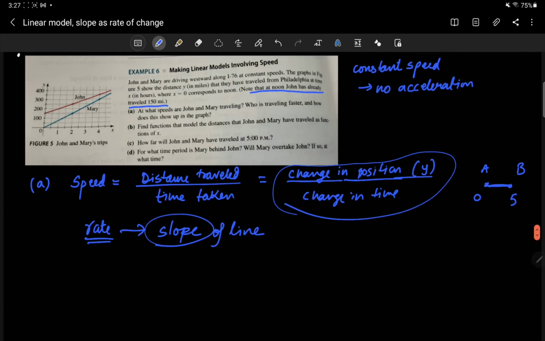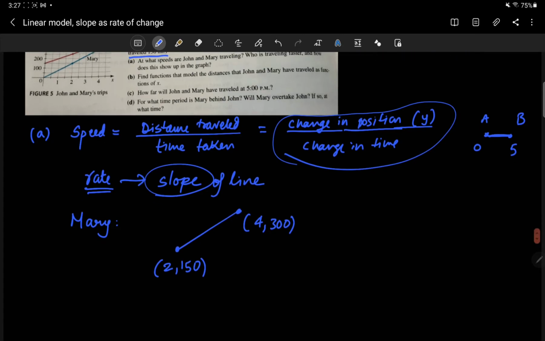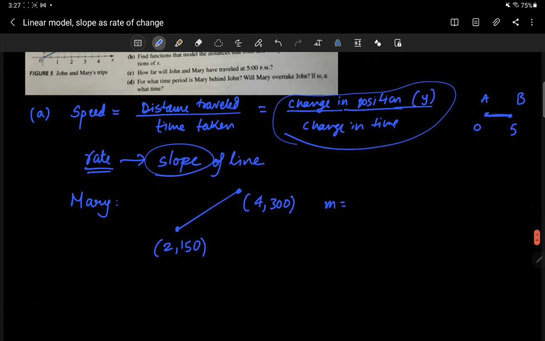Okay, so in order to find the slopes for John and Mary, we just need to select some points. And it looks like they have, for convenience, selected some points for us. So for Mary, the 2 points are at 2, she's at 150 miles, and at 4 she's at 300 miles. So the slope is 300 minus 150 over 4 minus 2, which is 75 miles per hour. So that's her average speed.